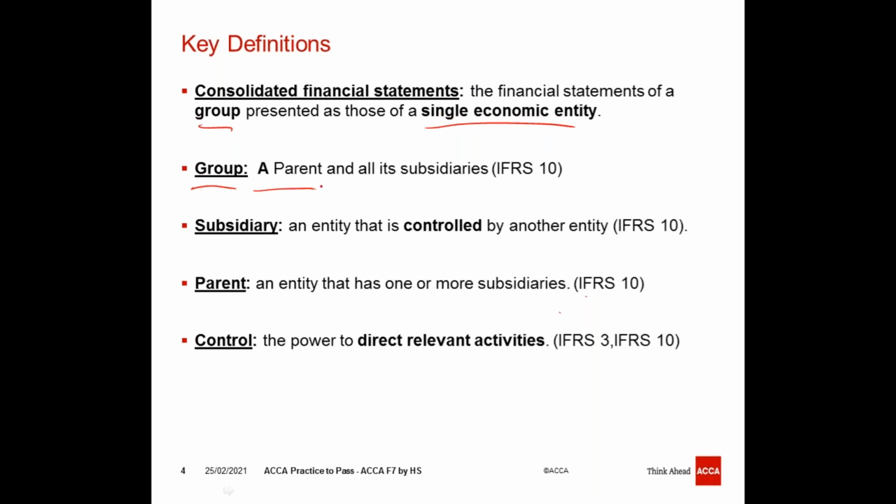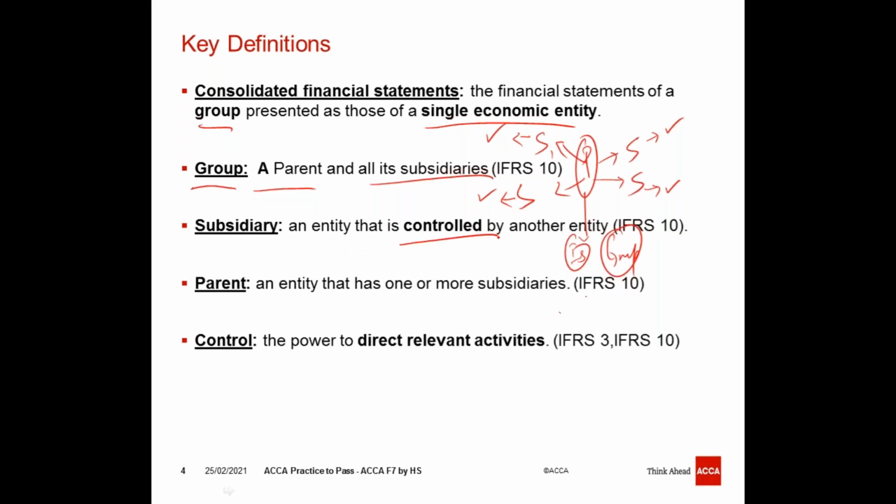Now the group means a parent and its subsidiaries. A group can have as many subsidiaries as they want, but the parent in the group must be one. All the other members of the group are required to prepare their own financial statements, but the parent company is bound to prepare its own financial statements as well as the financial statements of the group. So in fact, it is the parent company who does the consolidation in addition to the preparation of financial statements of its own company.